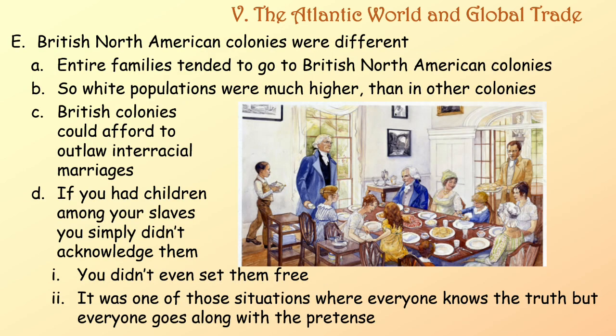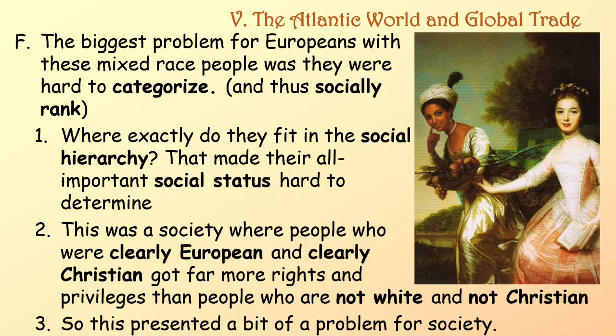British North American colonies, however, were different. Entire families tended to go to British North American colonies, so white populations were much higher than in other colonies. British colonies could afford to outlaw interracial marriages. If you had children among your slaves, you simply didn't acknowledge them. You didn't even set them free. It was one of those situations where everyone knows the truth, but everyone goes along with the pretense.